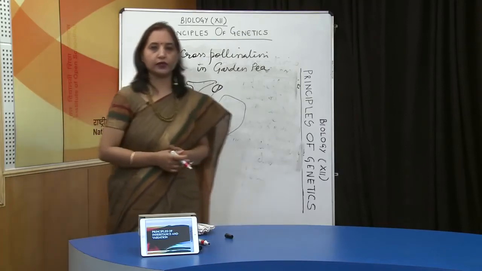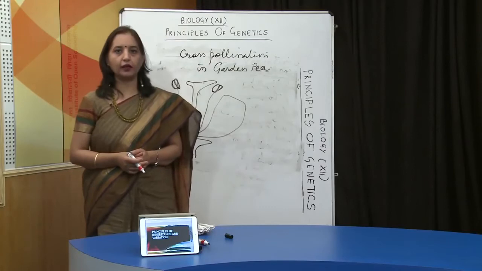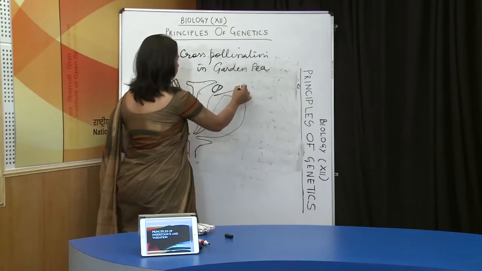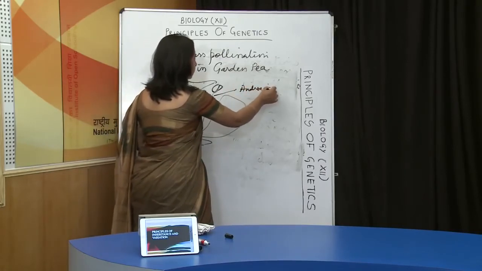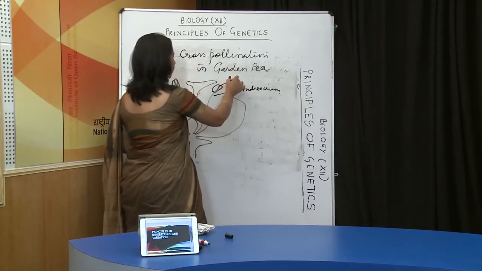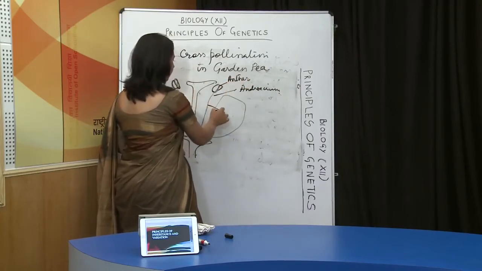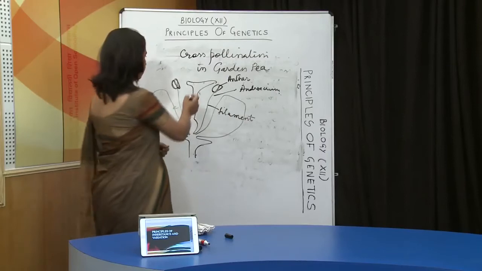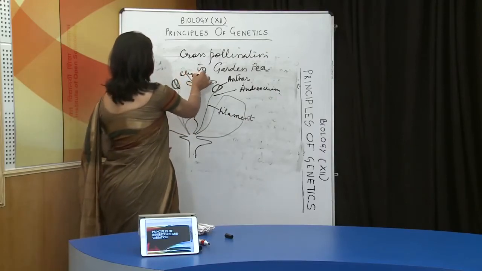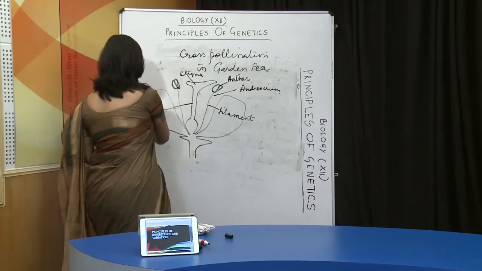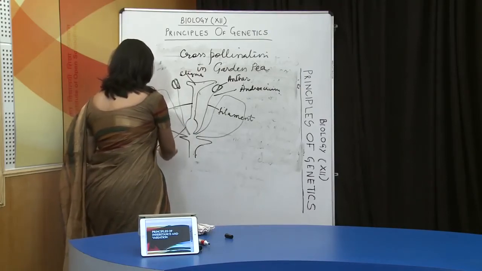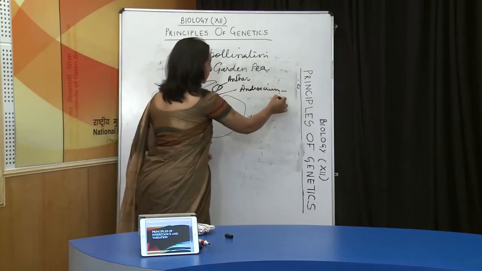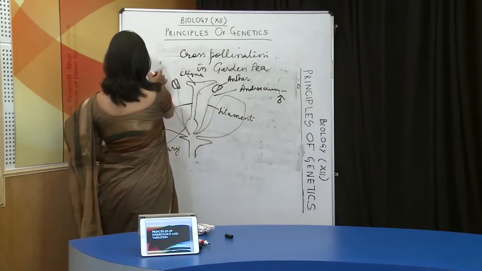You are all familiar with the structure of a flower that you have read in lower classes. We know that the male part is called androecium, which consists of anther and filament, whereas the female part is gynoecium, consisting of stigma, style and ovary. So this is the male part, whereas gynoecium is the female part.